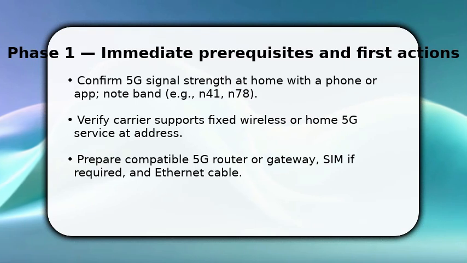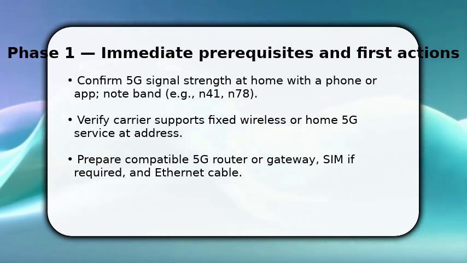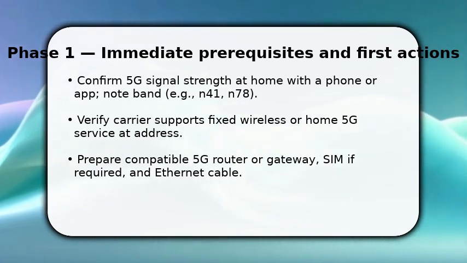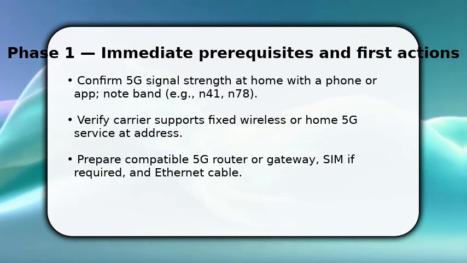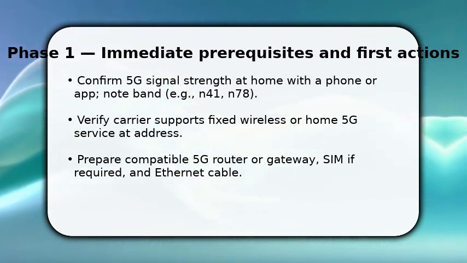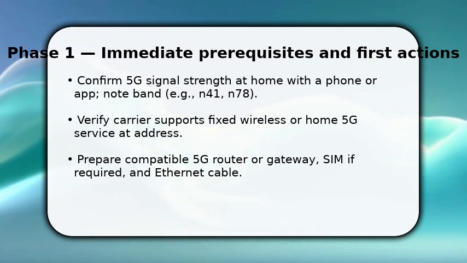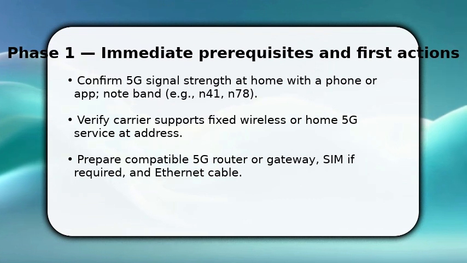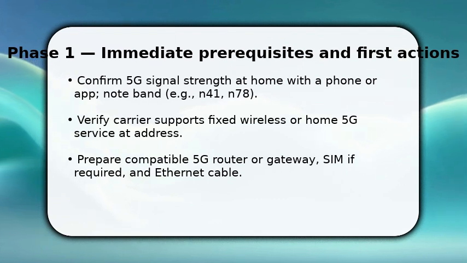You start by confirming you actually have usable 5G where you live. Use a phone or signal app to read RSSI and identify the band, because different bands behave very differently. Once you know coverage, verify your carrier offers a home 5G plan or fixed wireless option for your address, and order the correct SIM or service.